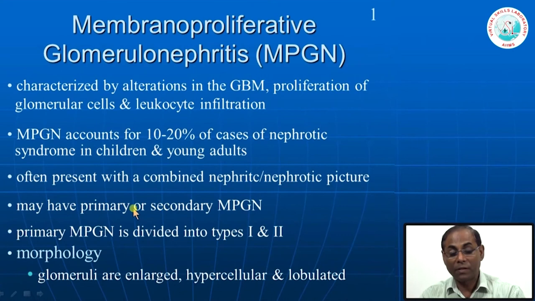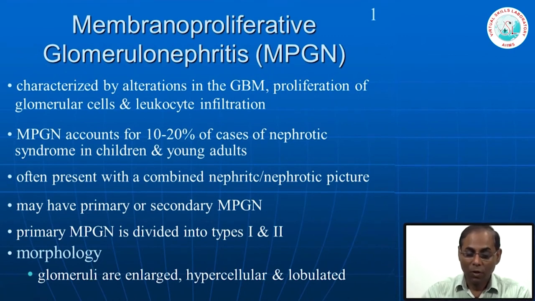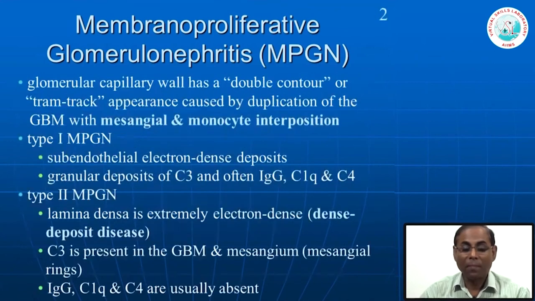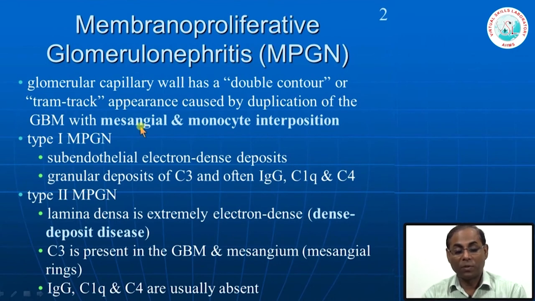There may be several infections which can give rise to MPGN, and primary MPGN is divided into type 1 and type 2. Morphologically, the glomeruli are enlarged, hypercellular and lobulated. So, among the proliferative glomerulonephritis, in post-infective glomerulonephritis we do not see much thickening of the wall of the glomerulus, whereas in MPGN, obviously, the proliferation is associated with marked thickening of the wall. And the glomerular capillary wall has a double contour or tram track appearance caused by duplication of the glomerular basement membrane with mesangial and monocyte interposition.